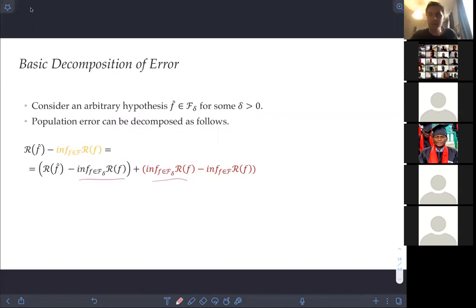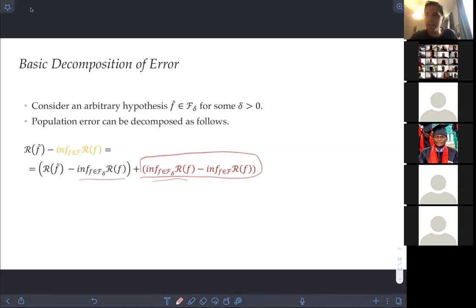Okay. And now we have one object that we can start to interpret. So this object here, what is it telling us? What is this object here? It's a difference between the error, if I minimize it over the full class F, minus the error that I get if I only look at the complexities of size delta.